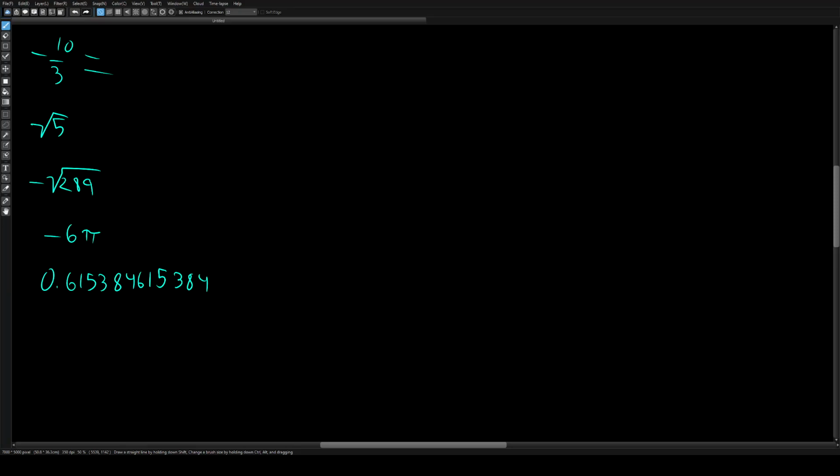Yeah, better. Okay, so negative 10 over 3. We consider this as a negative number, and it is a rational number. So it is negative, rational, and we'd put this on the left of the 0.